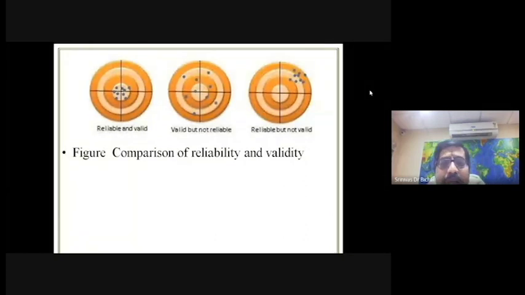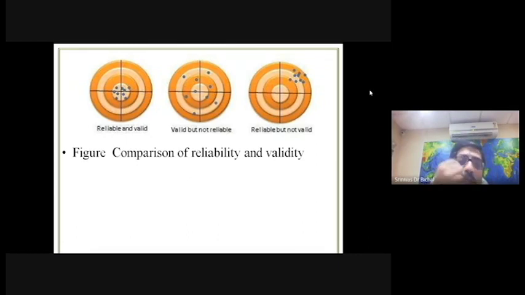If you just see this diagram, the very first one is reliable and valid. Second is valid but not reliable. Third is reliable but not valid. The figures themselves are very, very illustrative. It's like a bullseye. You talk about rifle shooting. So what's happening in the first scene? All the bullets have hit the target. In the second one, all are spread over. In the third one, what's happening? All the bullets are clustered at some point, but they are not hitting the target.